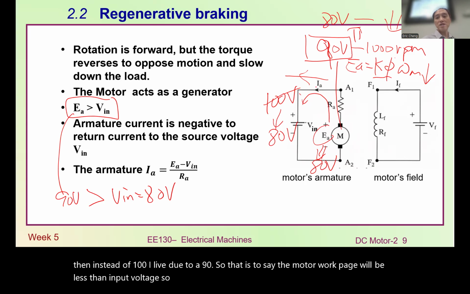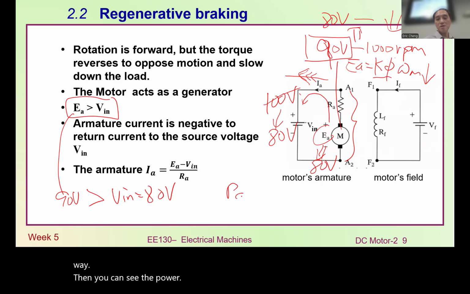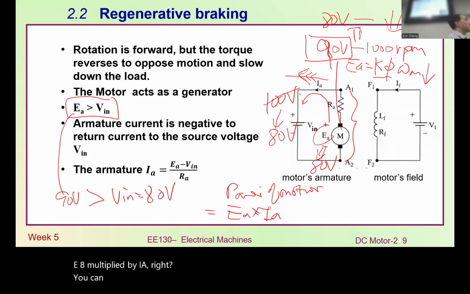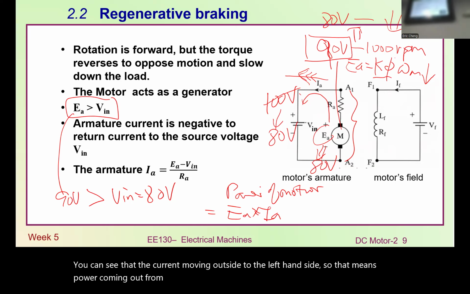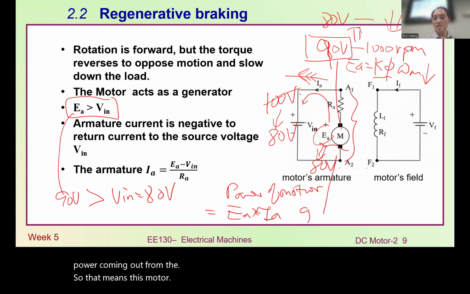So the current will be moving in this way. Then you can see the power of the motor will equal EA multiplied by IA, right? You can see that the current is moving outside to the left-hand side. That means power is coming out from the DC motor. So this motor is now generating energy, because the current comes out from the motor. It is negative in that equation, and you know it's generating, right?